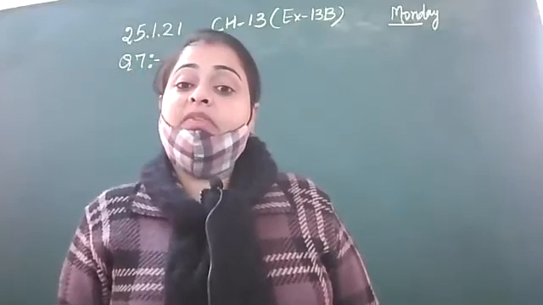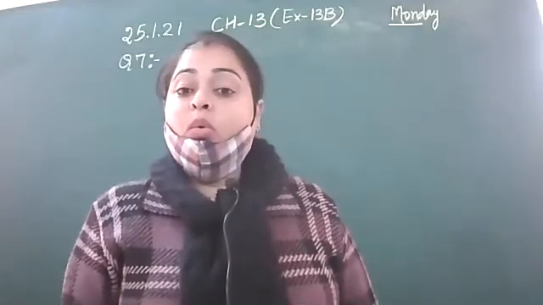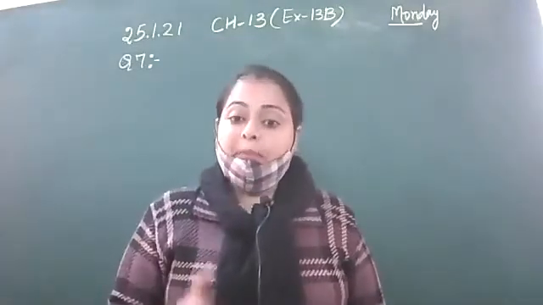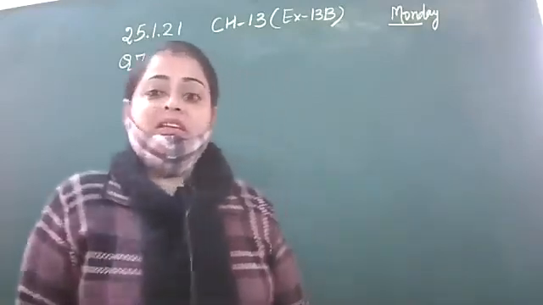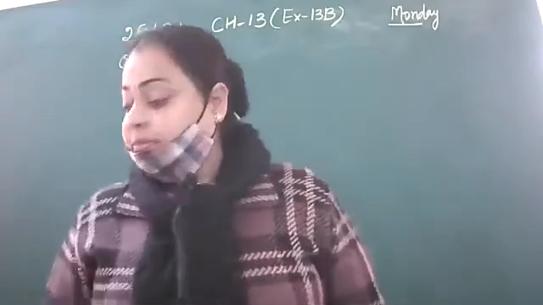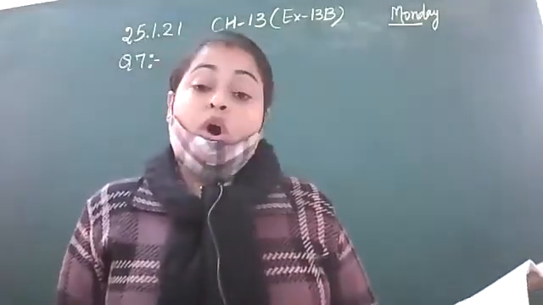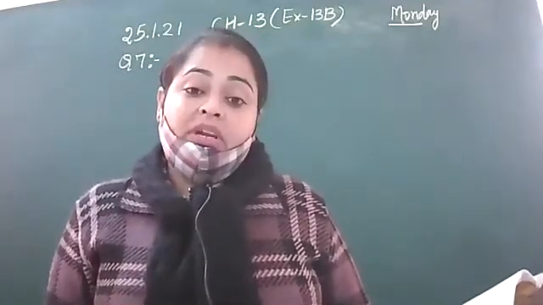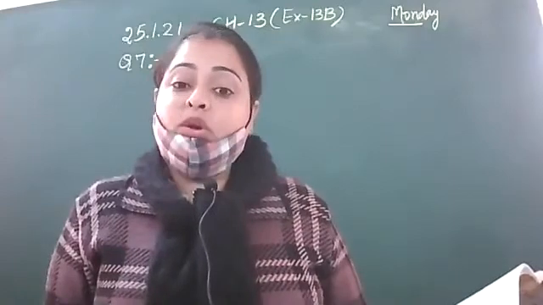Students, last week I explained how to construct angles of 60 degree, 120 degree and 90 degree with the help of a compass. Today we will do exercise 13B, 7th question. The question given in the book is: draw a square whose each side measures 5.9 centimeter. Find its area and perimeter also.